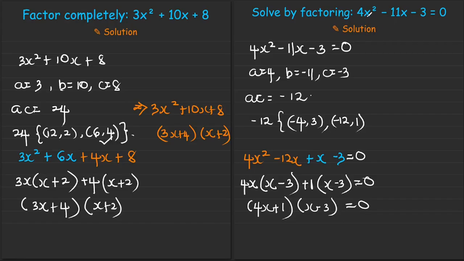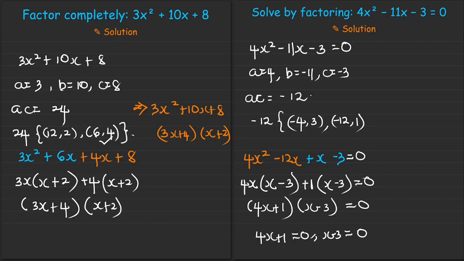To solve for x, we then equate both brackets to 0. By both brackets, I simply mean we are going to equate 4x plus 1 to 0. You see, then you also equate x minus 3 equals 0. Then you solve for your values of x. So x minus 3 should also be equal to 0. So with that, we take them one after the other and solve.